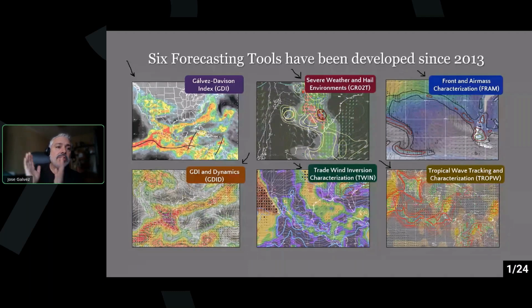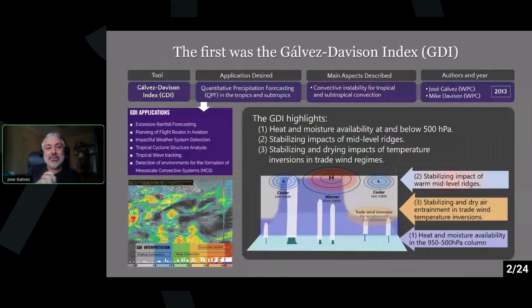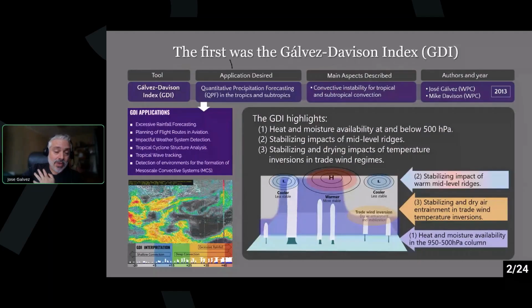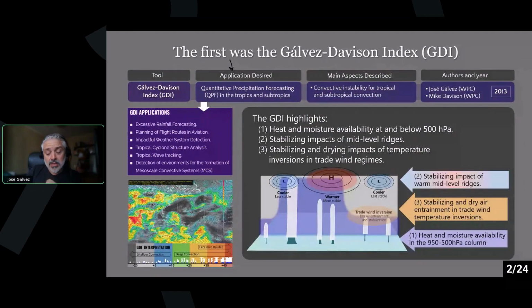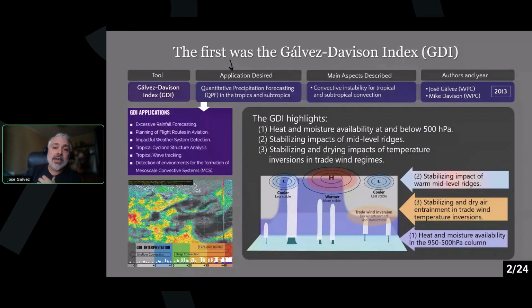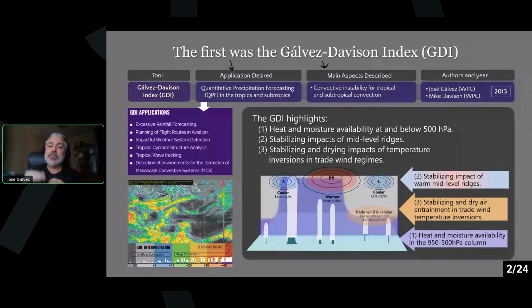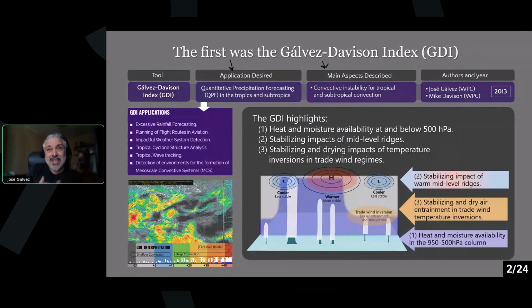All right. As you might know, the first index that we developed was the Gálvez-Davison index. The application intended for the GDI is quantitative precipitation forecasting, particularly in the tropics and subtropics. The main aspect described by the GDI is convective instability for tropical and subtropical convection. If you're familiar with the different tools available to diagnose what type of instability you have for tropical convection, there are not that many that work. Mike and I were looking at that, and that was a very significant challenge in the early 2010s.